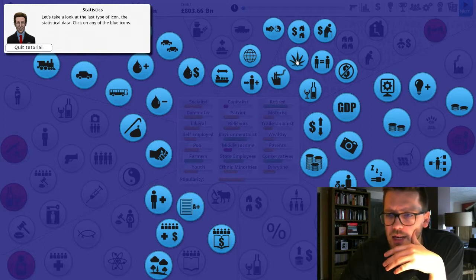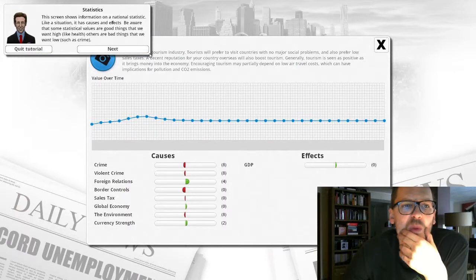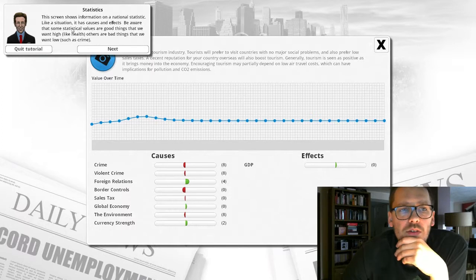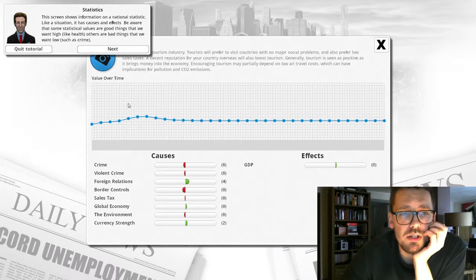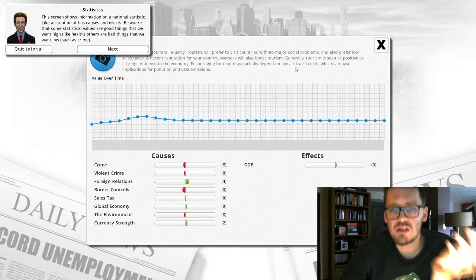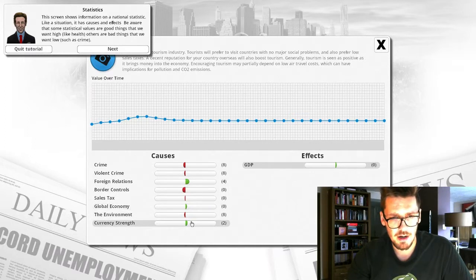Anybody want to have a look at the cannabis statistic? Tourism, yes. A national statistic. Like a situation, it has causes and effects. Statistical values are good things that we want high, like health, and other things are bad, like crime. So this is tourism, and it's being positively influenced by foreign relations, by the global economy, and by the current strength. It's negatively influenced by border controls, crime, sales tax, and environment.